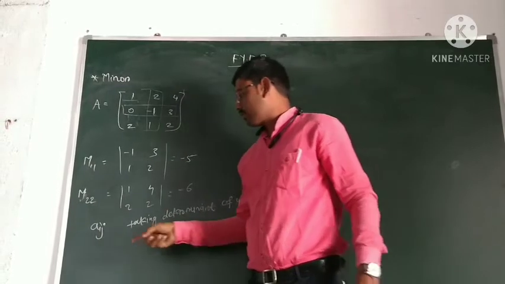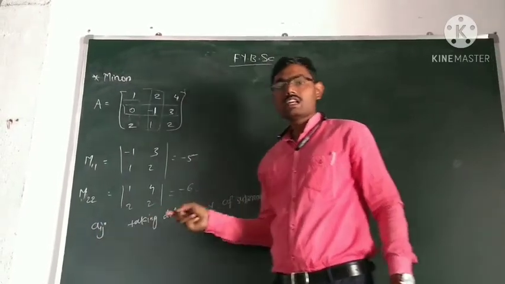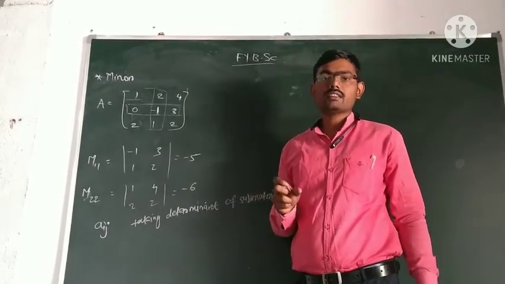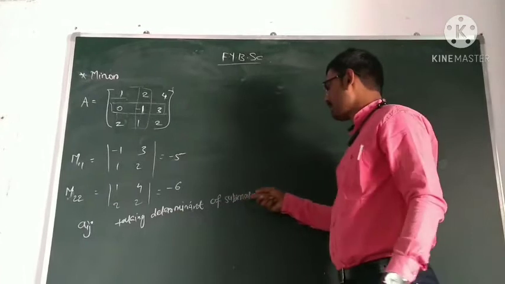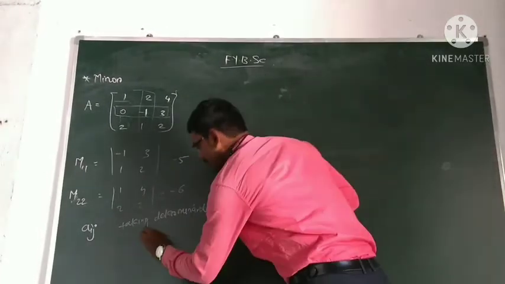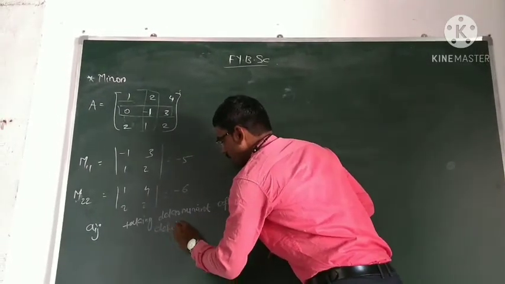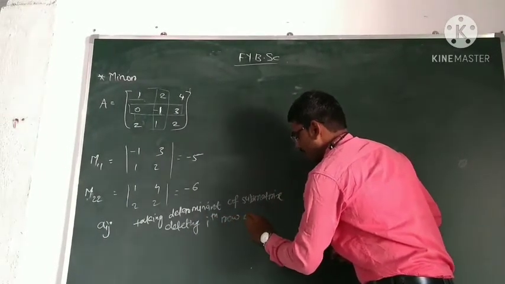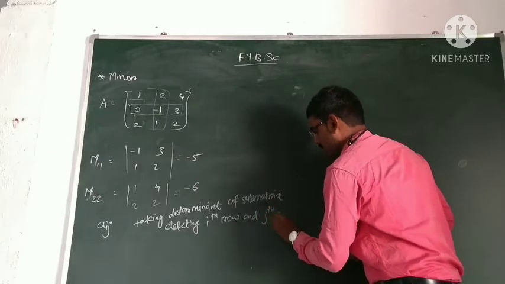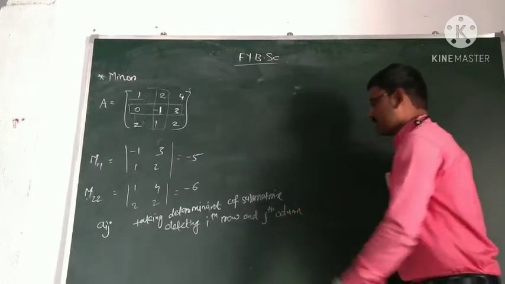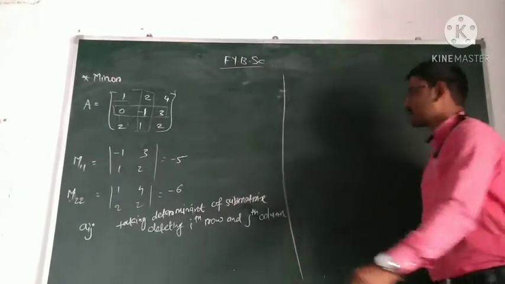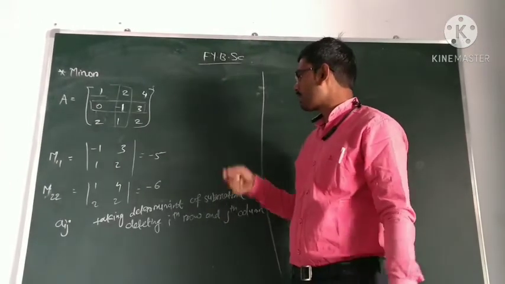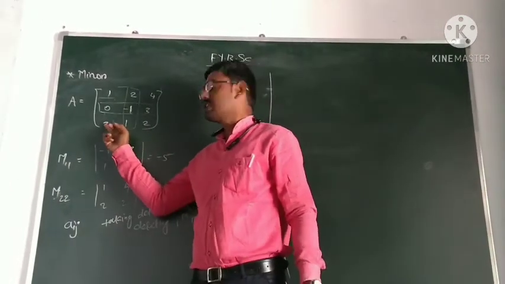So if we want to find the minor of Aij, then delete the ith row and jth column and take the determinant of that remaining submatrix. This is the concept of minor. So understand minor. We will take one more example. Find the minor of this element A31.